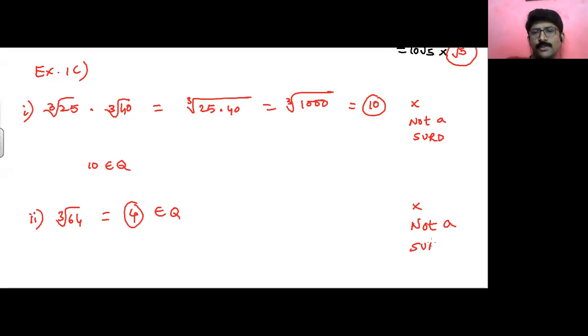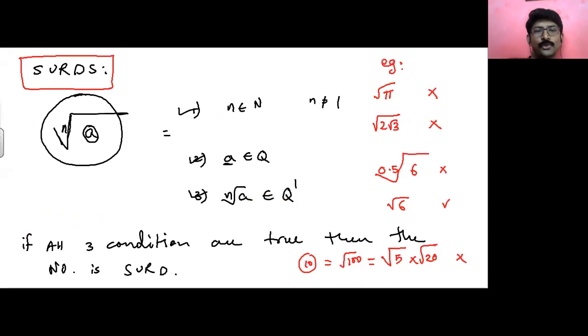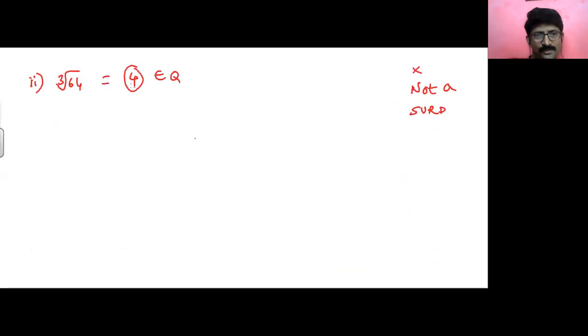So what are the three conditions for surds? Guys, we've learned in the previous video, but still I'll show you again that n should belong to the natural numbers, a should belong to rational, and then this total number should belong to irrational numbers, isn't it? So the total number over here is rational, which is not irrational, so it is not a surd. I hope you are understanding.